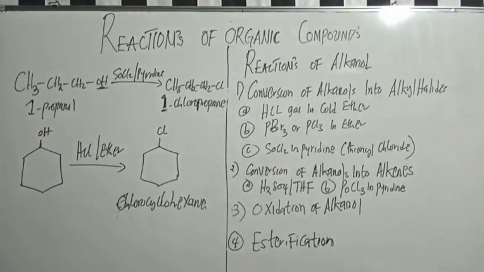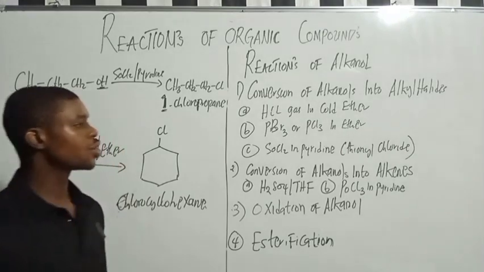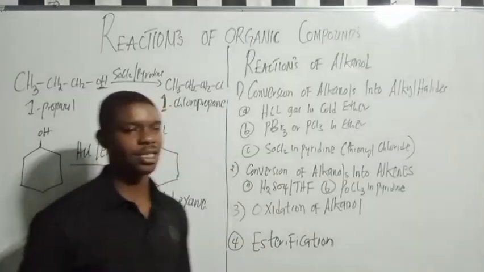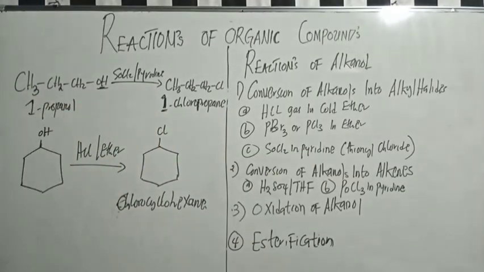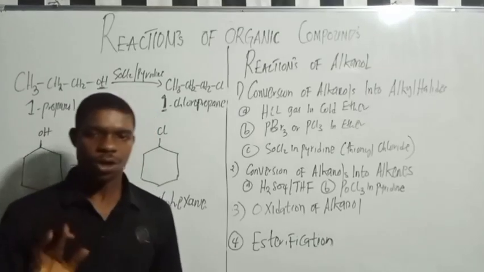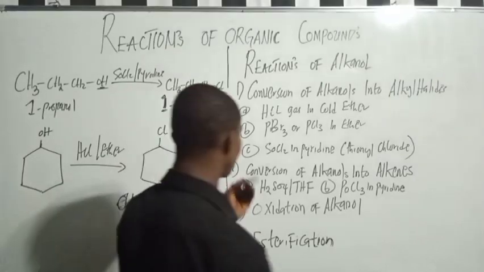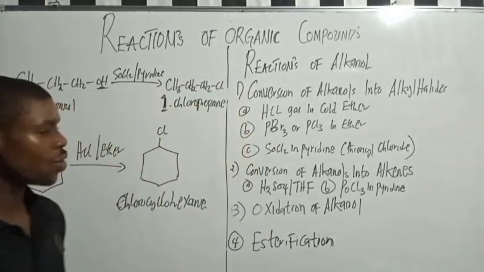So that is how you can convert alkanol into any of the alkyl halides, depending on the alcohol. Depending on the alcohol, that determines the alkyl halide we are going to produce. So let me go to the next one. Conversion of alkanol into alkenes.